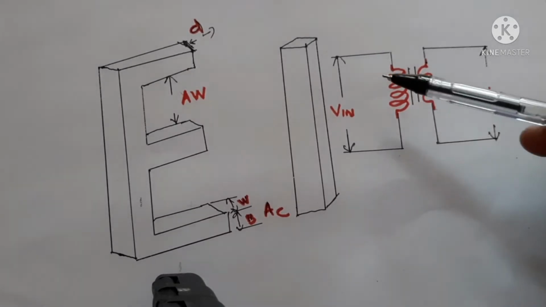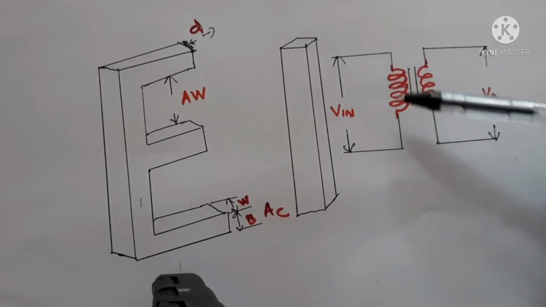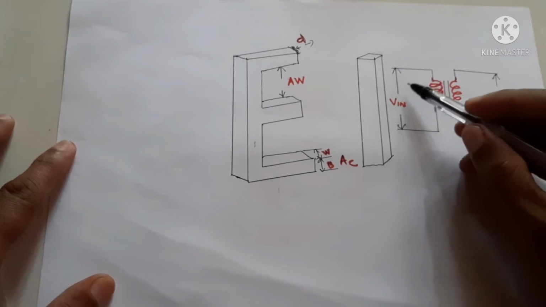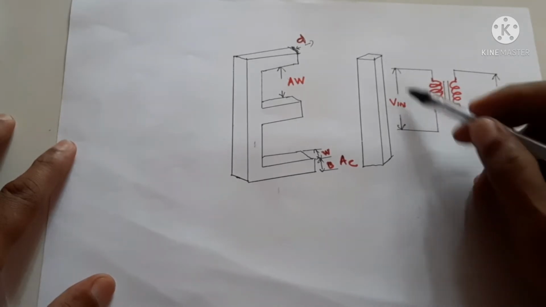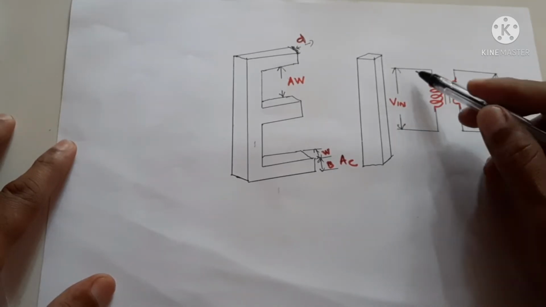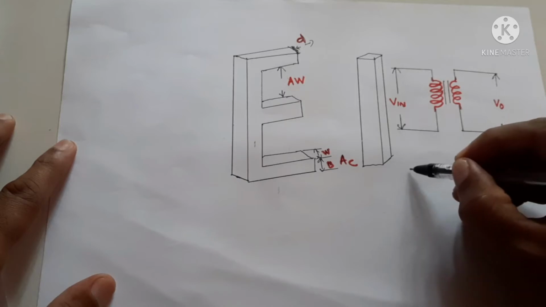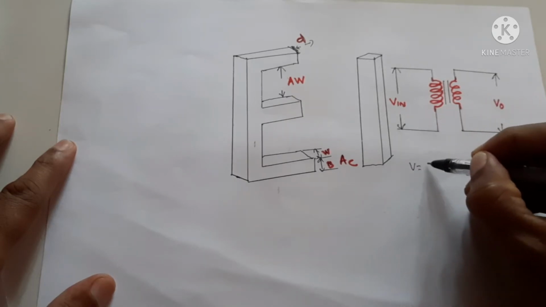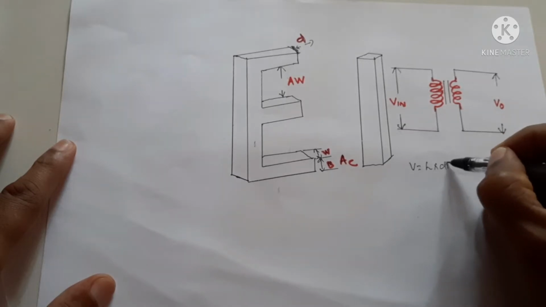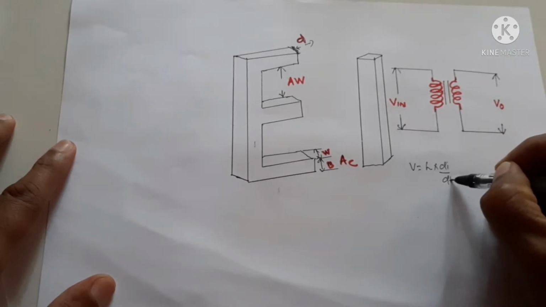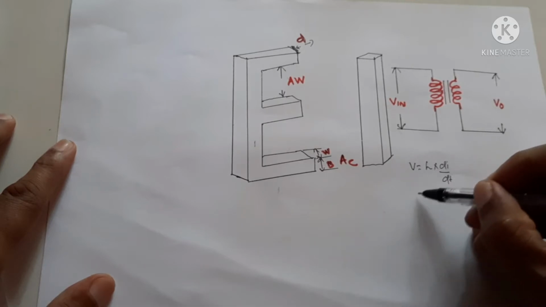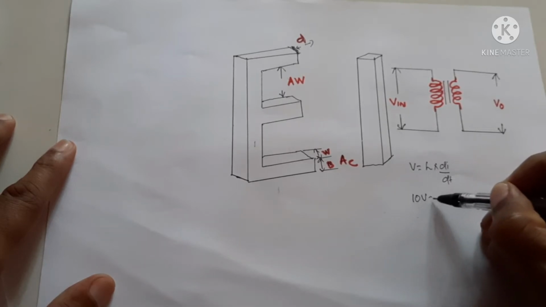If we consider this transformer, it has a primary and a secondary, and if we apply an input voltage of 10 volt at the primary, we have an equation V is equal to L into di by dt. So the voltage is 10 volt.